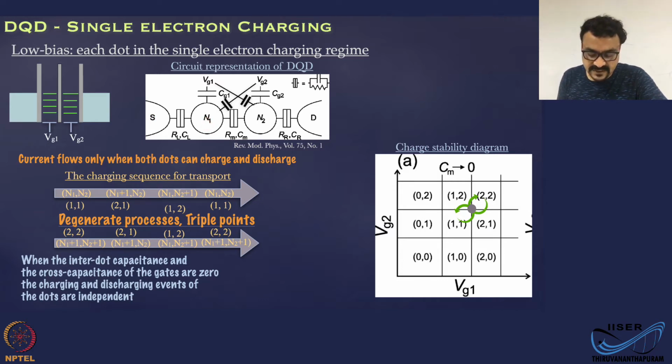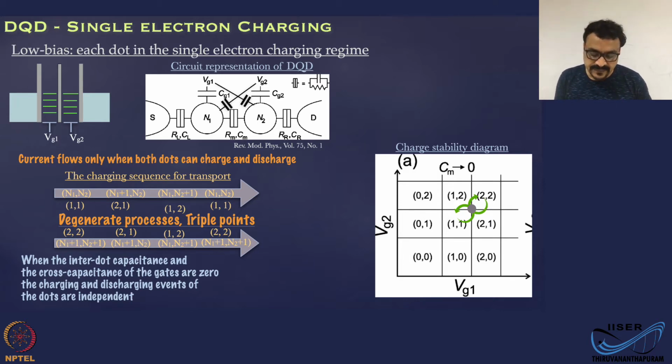In the first process you are starting with a situation where n1 can take an electron. In this process you are starting with a situation where n2 can donate an electron to the drain. Both of these processes are possible. Both of these cycles can give current through the dots. The whole discussion is happening under the premise that both dots are in the single electron charging regime.